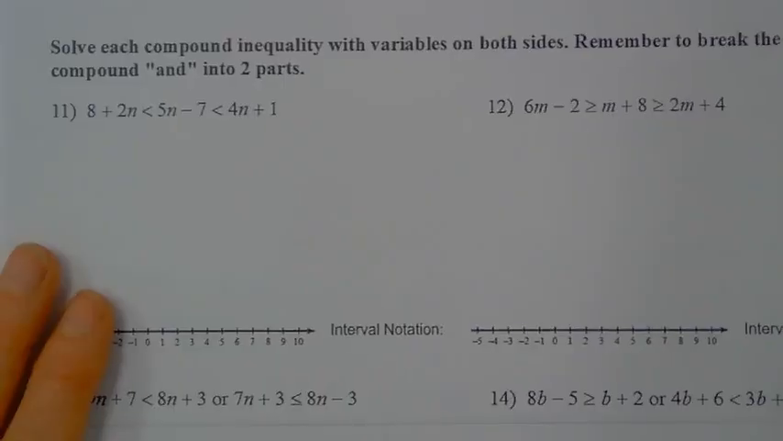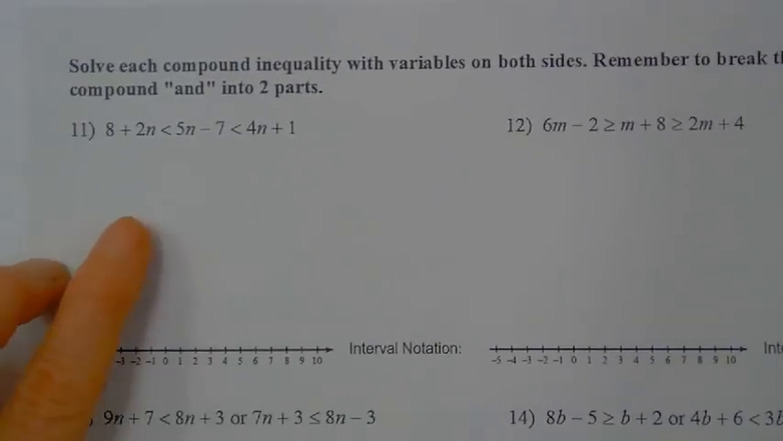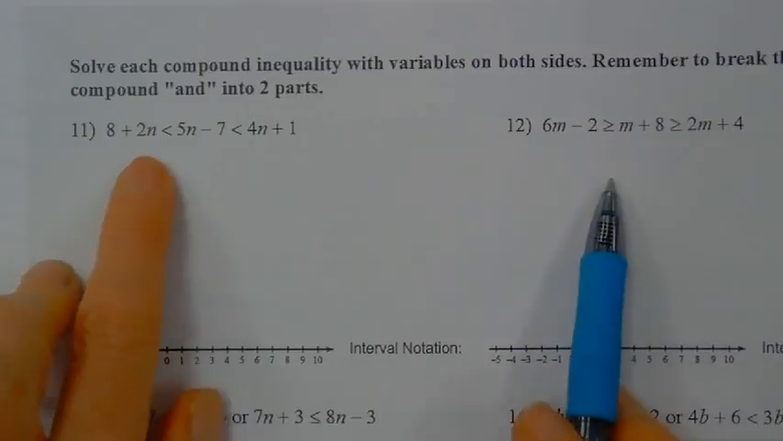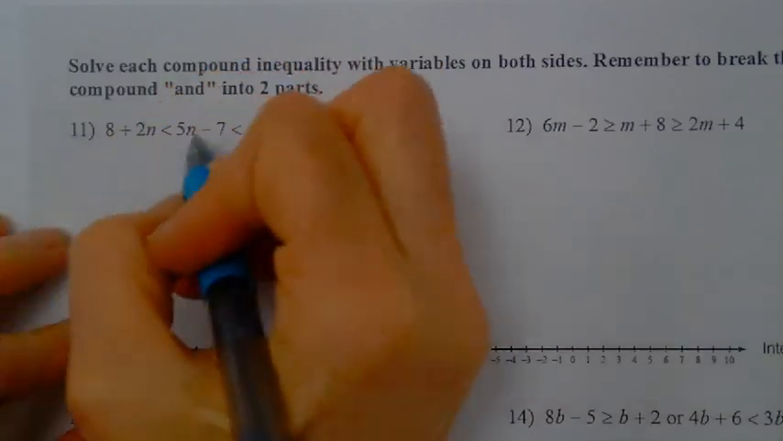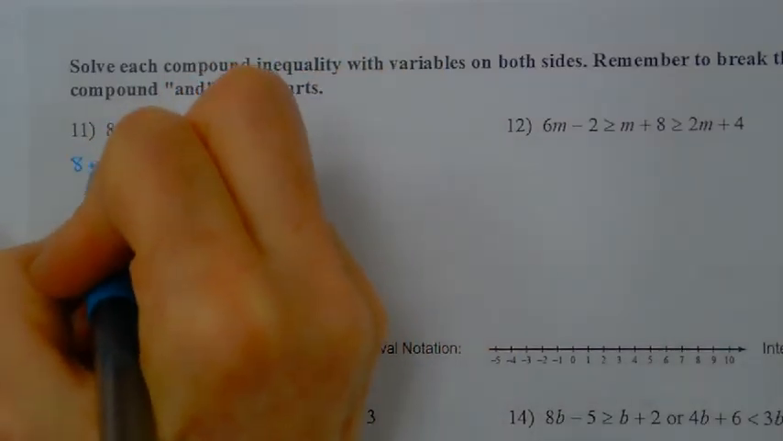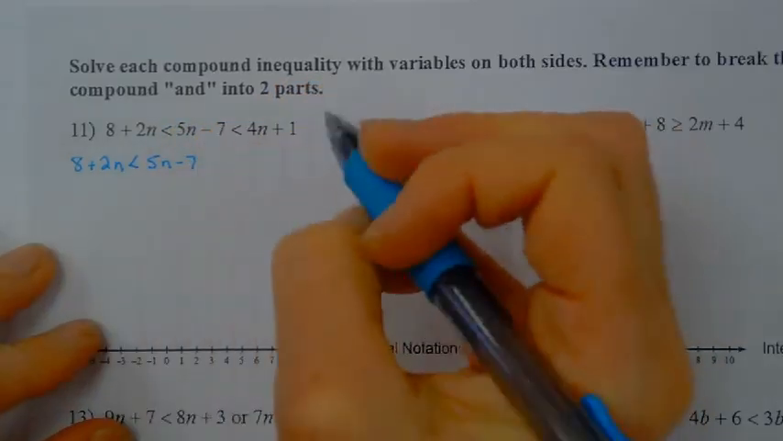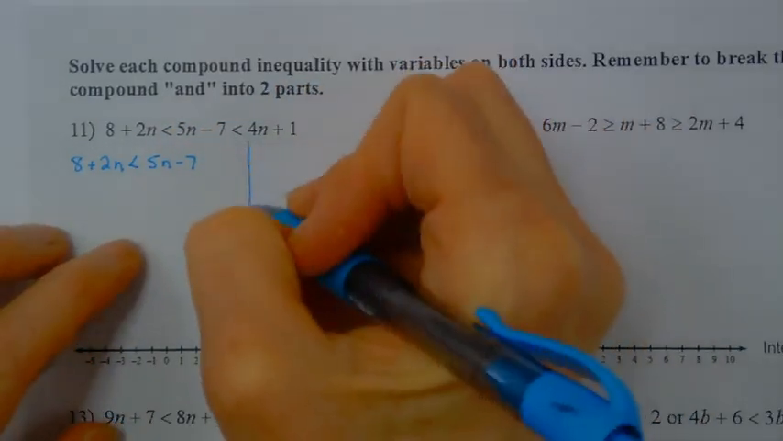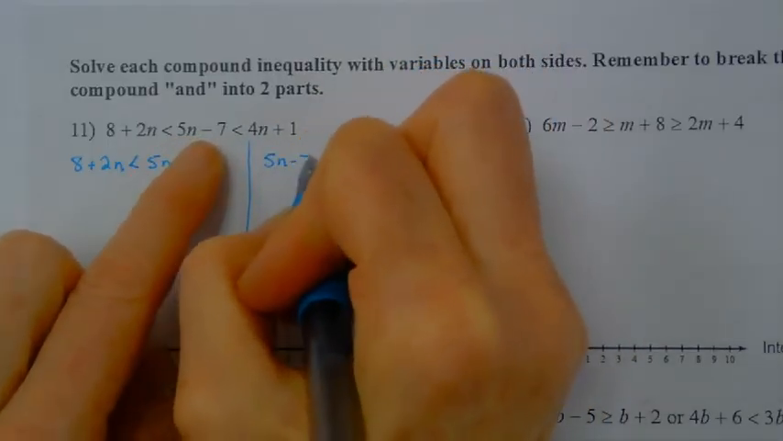This is a very tricky one. It has variables on each section, so these are very tricky. And these are ands. So the way these need to be done is you need to separate them. So I'm going to take 8 plus 2n and write it as less than 5n minus 7. And then I'm going to do this, separate this part. So 5n minus 7 is less than 4n plus 1.